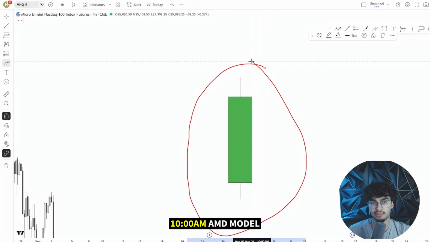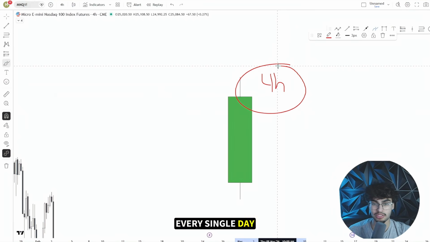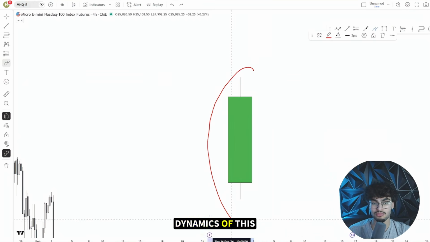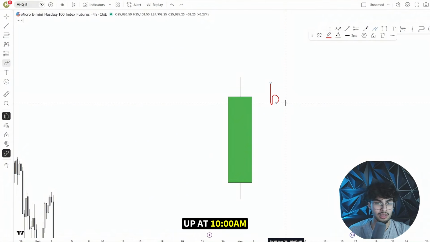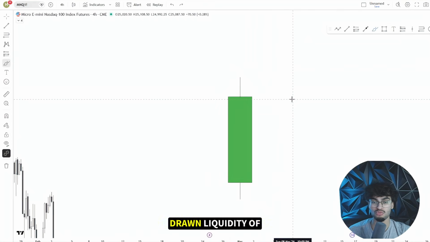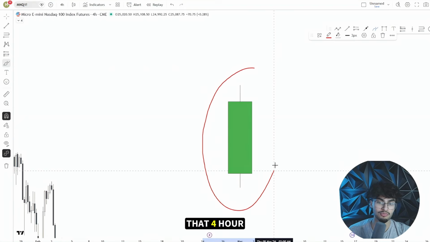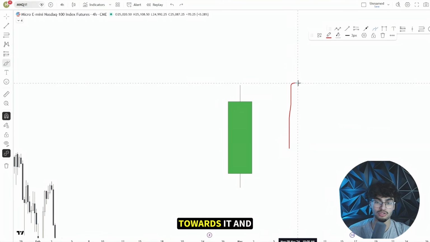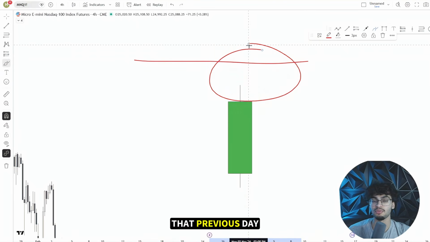It's called the 10 a.m. AMD model. We're trading the 10 a.m. 4-hour candle every single day, and we're trading the candle dynamics of this 4-hour candle. Now, this candle opens up at 10 a.m. Eastern Standard Time, and we're looking to engage the market towards a true drawn liquidity of previous day high, previous day low. We're going to use that 4-hour candle to draw towards it and catch that move towards, let's say, our drawn liquidity, that previous day high.